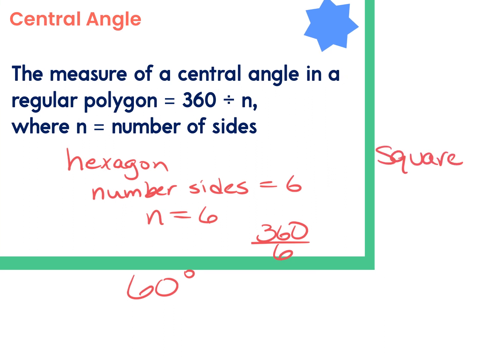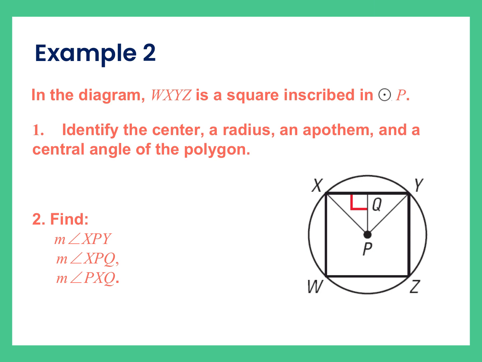Let's say we have a square. We know that a square has 4 sides. So if I do 360 divided by 4, each central angle is going to be 90 degrees. So here's where knowing the names of the polygons and knowing how many sides are in each is going to help us.